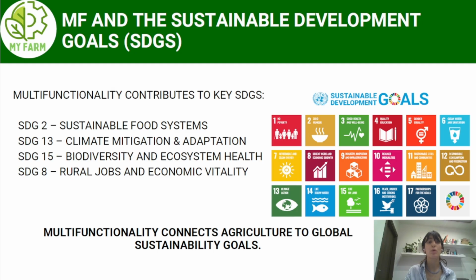Then another example is SDG number 8, decent work and economic growth. The multifunctional approach supports rural employment, not only in farming, but also in tourism, processing services, and cultural activities. This contributes to vibrant rural communities and reduces depopulation.